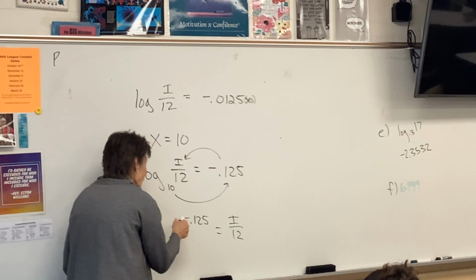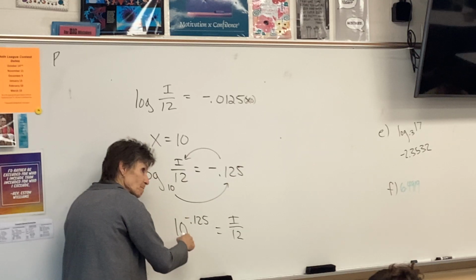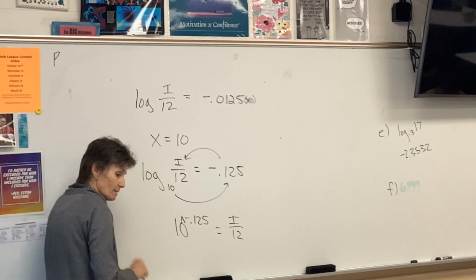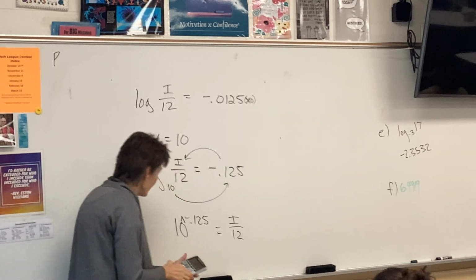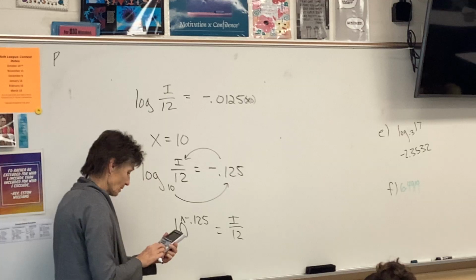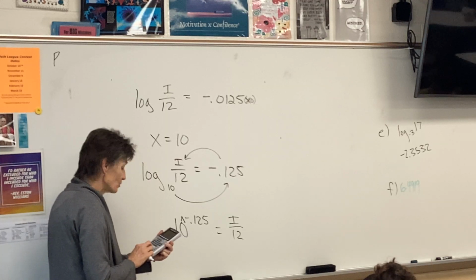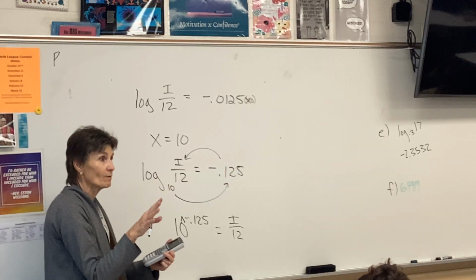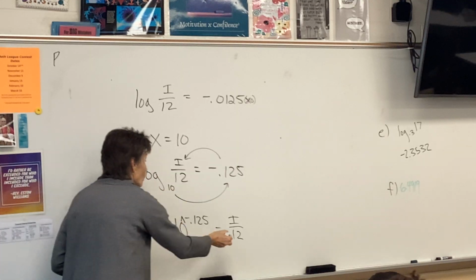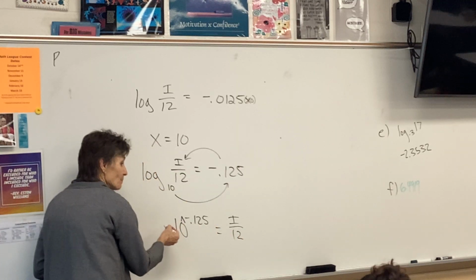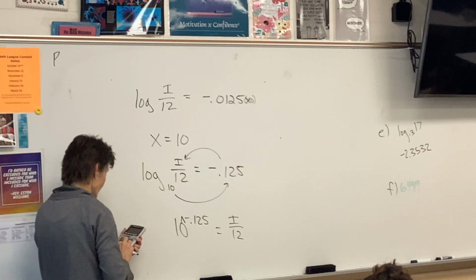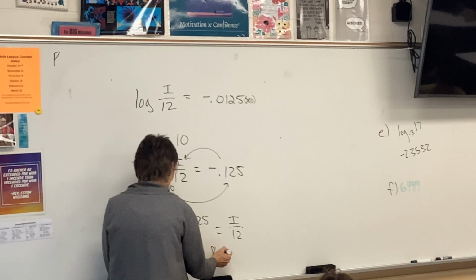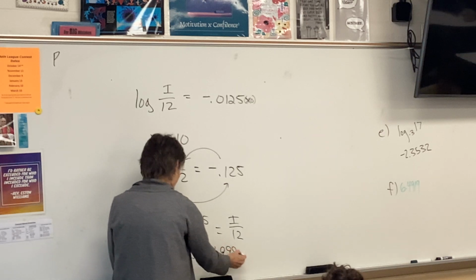Now, can I type this into my calculator? Yeah, I got a little button, right? So I'll go ahead and type in 10 raised to the negative 0.125, okay. Yes, it is 0.74989, whatever, but that's not I. What do I have to do to get I now? Multiply by 12. So I is actually 8.999.